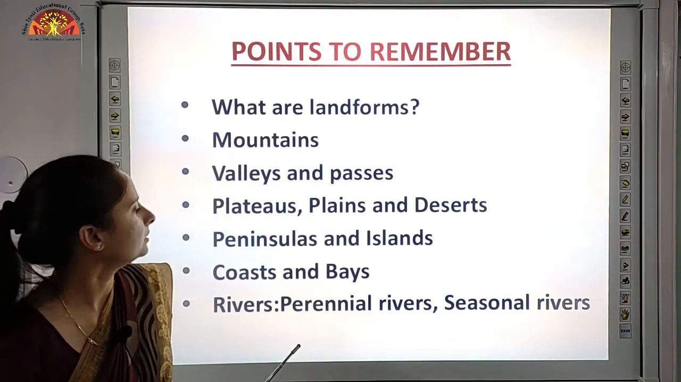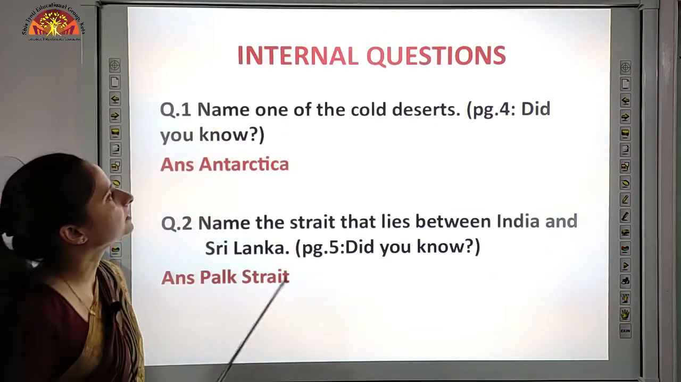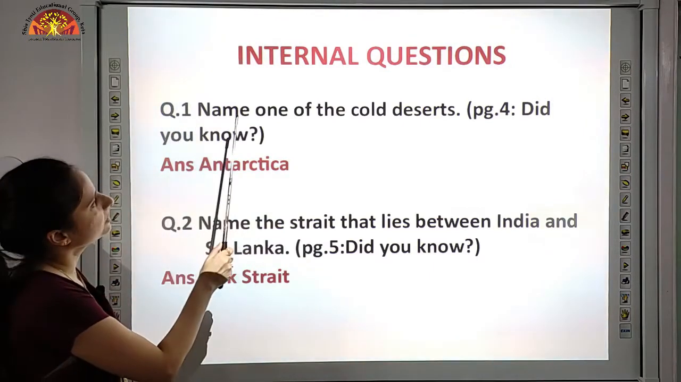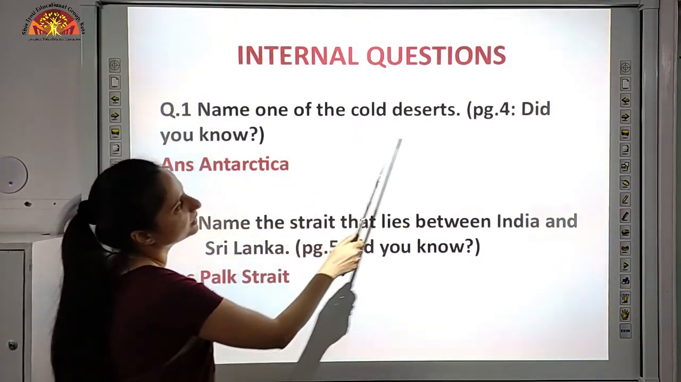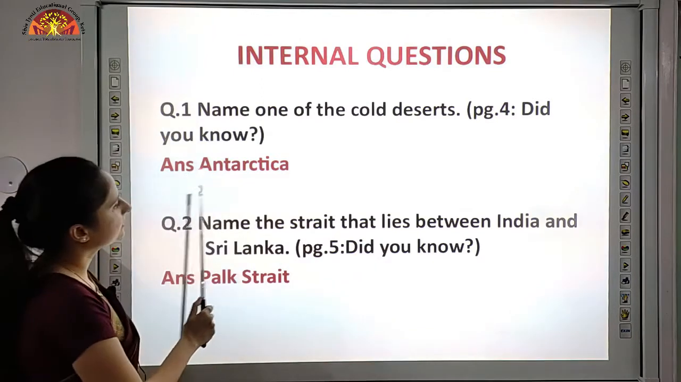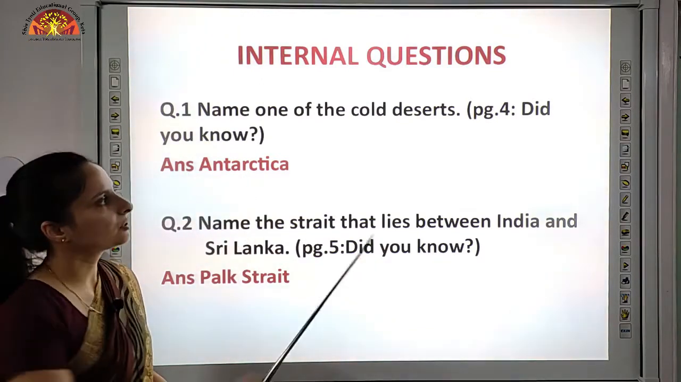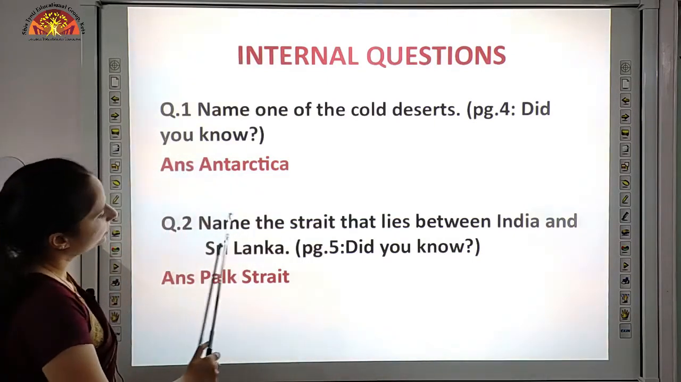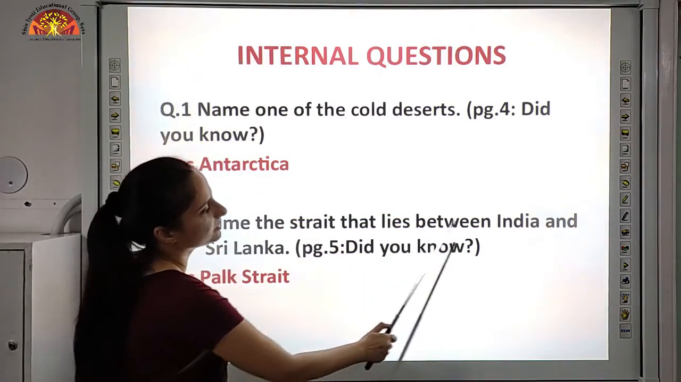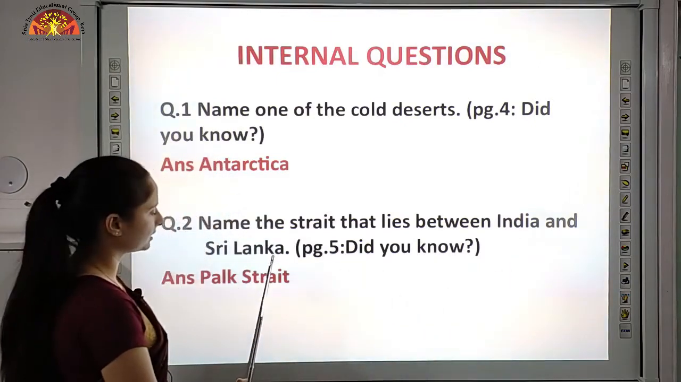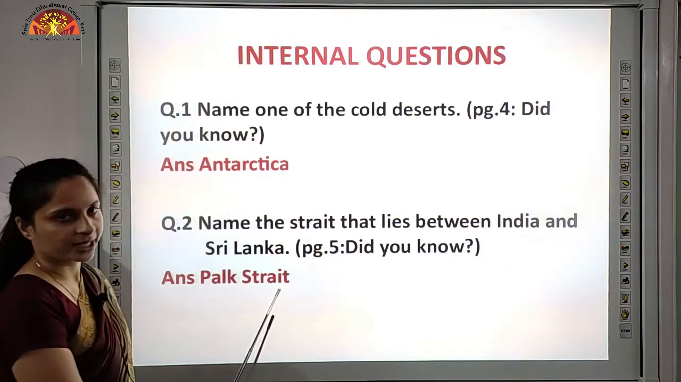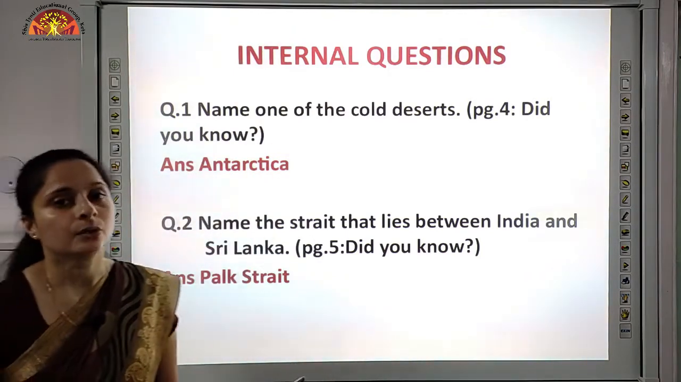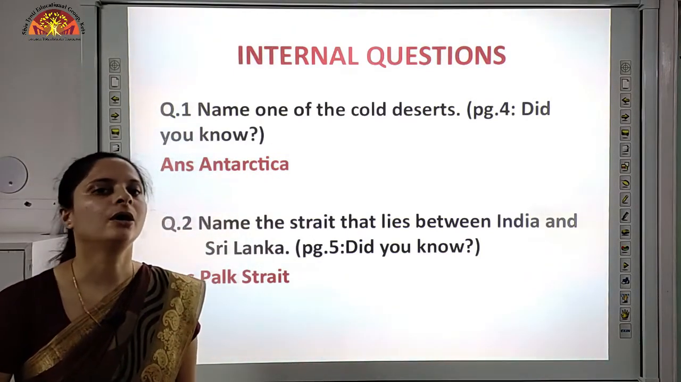Now let's discuss the internal questions of the chapter. First internal question, name one of the cold deserts. Answer is Antarctica. You will find this on page number 4 in the did you know box. Question 2, name the strait that lies between India and Sri Lanka, that is the Pak Strait. Page number 5 in the did you know box, you will get both the internal questions. So you have to mark it in your book.